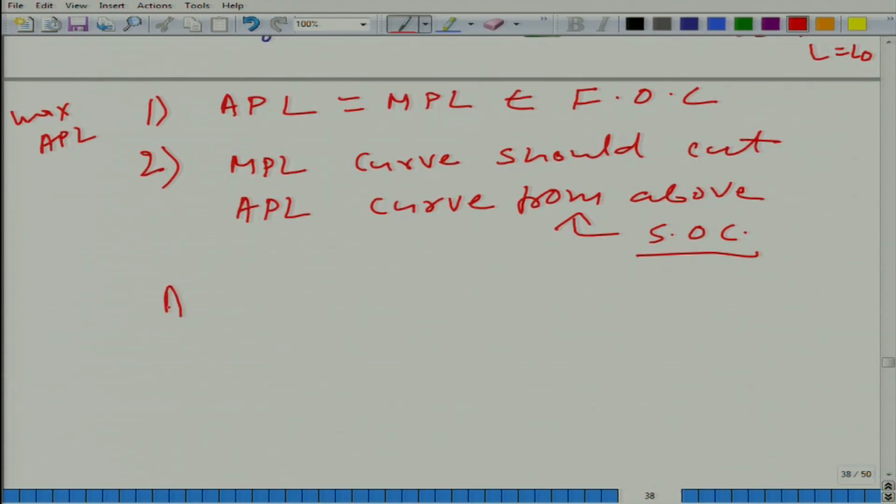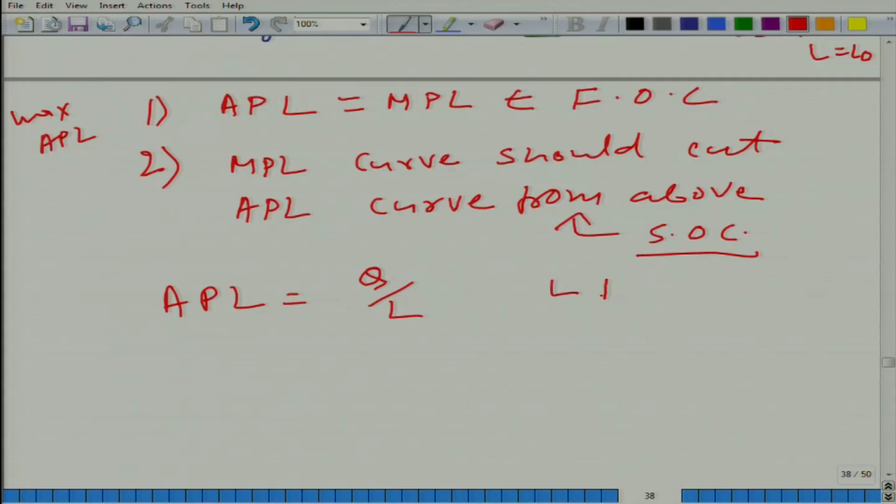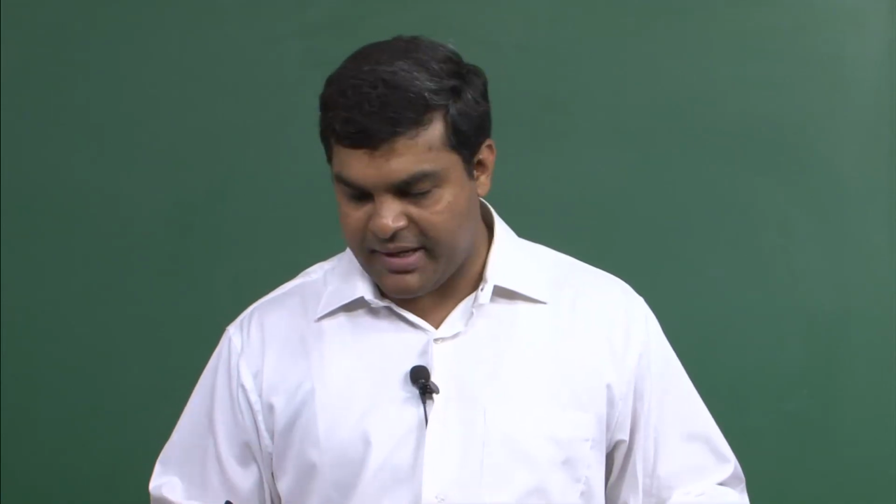Okay. What is APL? Q by L. Fine. Let us differentiate the APL. What do we mean by that? If L increases, APL increases. What does it mean? It means that the derivative of APL with respect to L is positive. That is what it means.